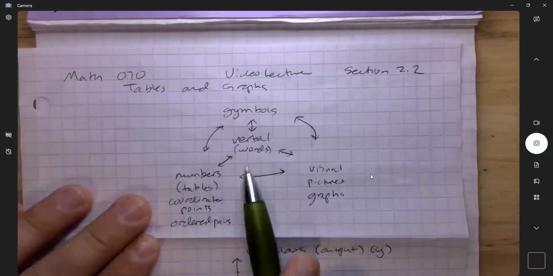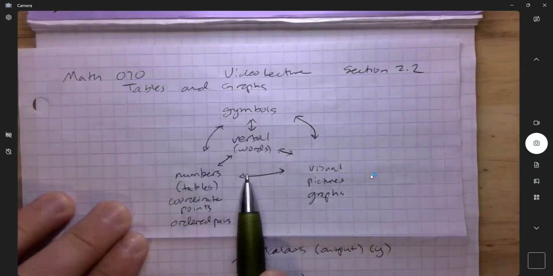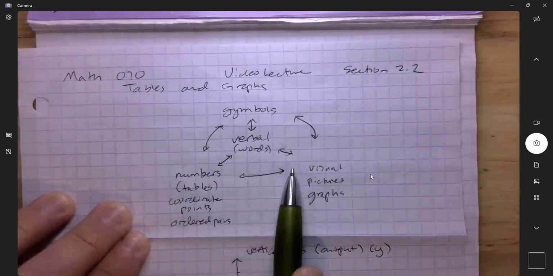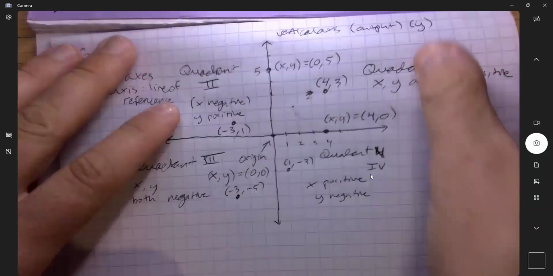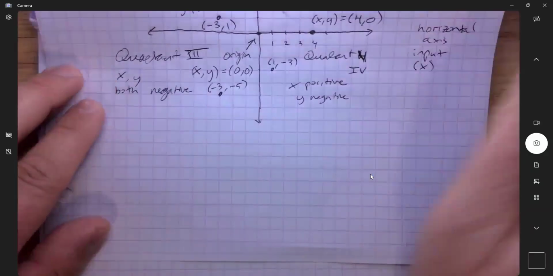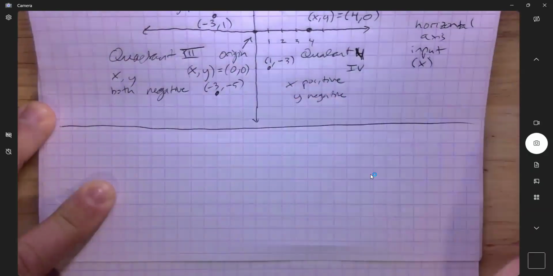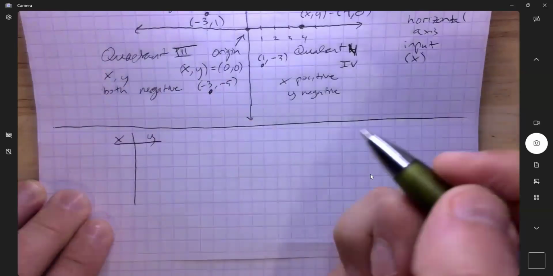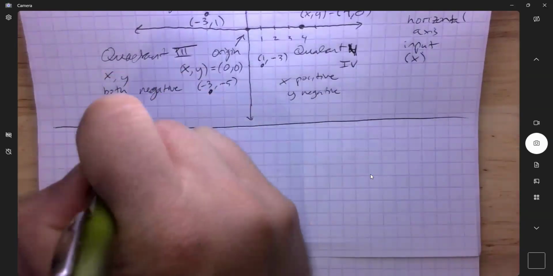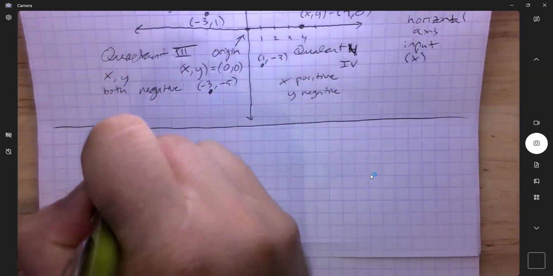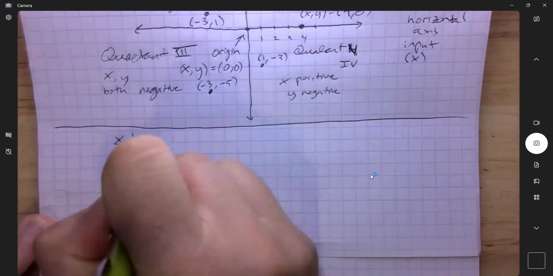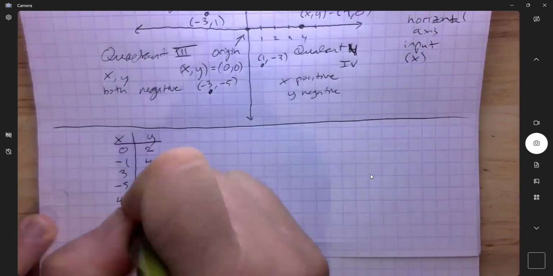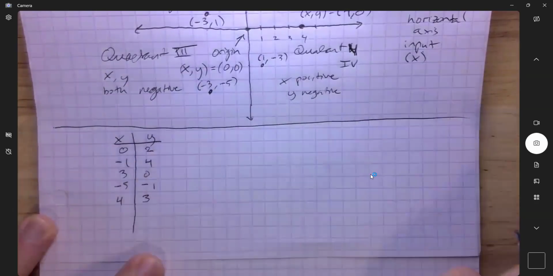So looking back at our representations, this section is about going between numbers or tables and pictures or graphs. So this relationship right here. I'm going to give you a couple different examples of that. We've seen a numerical representation, x's and y's. So let me just add in a couple coordinate points. Let's see, what other ones do I have? (4, 3). Maybe I'll come back and add another one later.